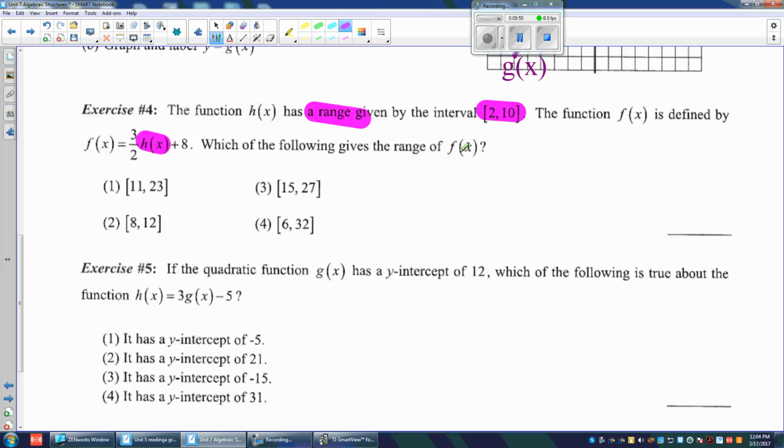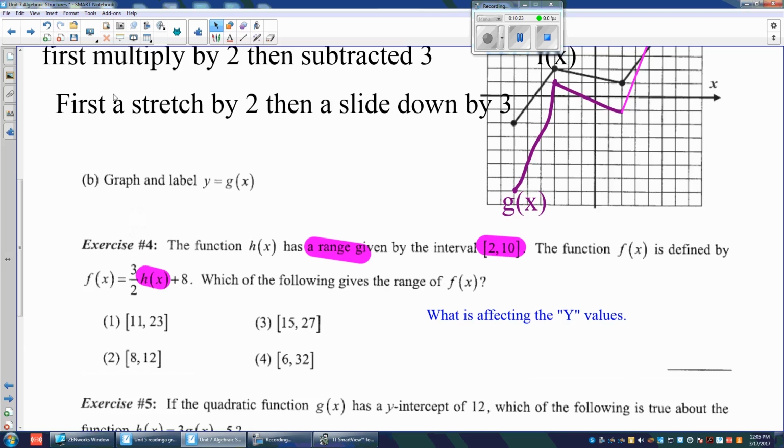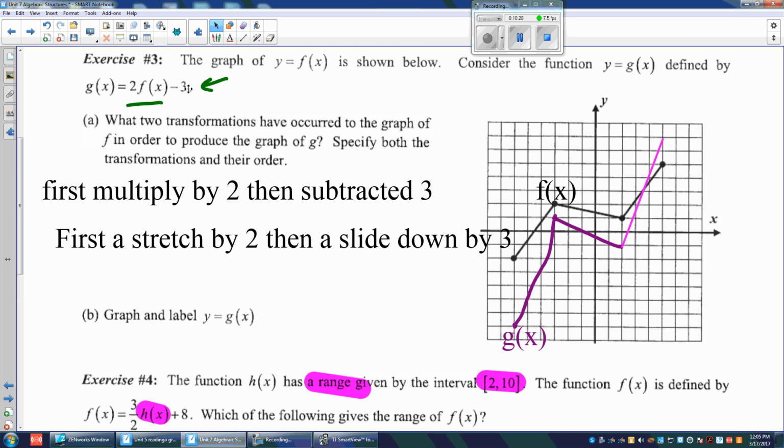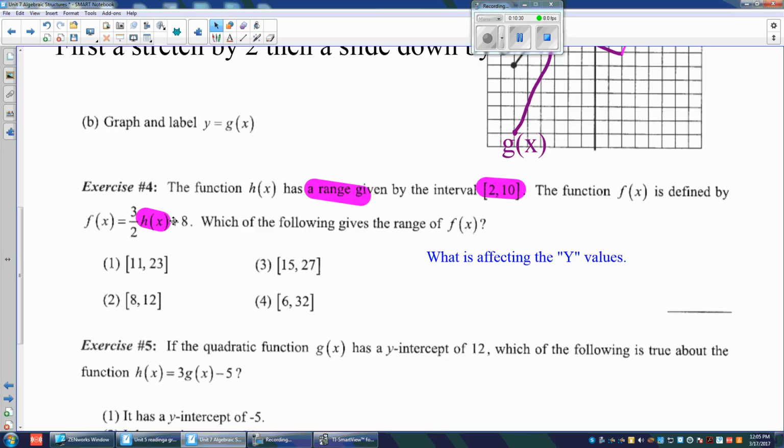Not this f part. So what's the range of f of x? You only have to think of what's affecting the y value. What is affecting the y values? Well, we said that if this is bigger than 1, it's going to be going up faster. Uh-oh, this is a shift up 8. Remember, the first thing we have to do is multiply by 3/2 and then add 8. Like here, first multiply by 2, then subtract 3. First do the multiplication, then do the addition or subtraction. So that's all I have to do here.